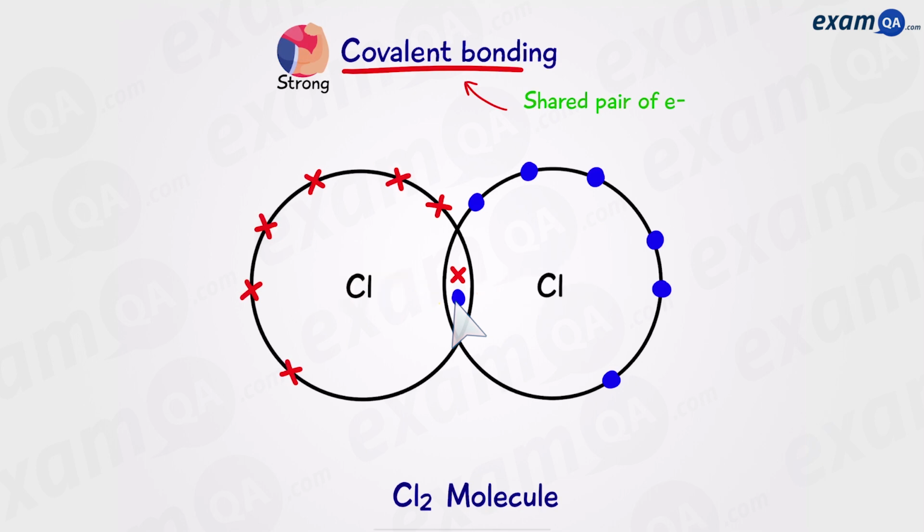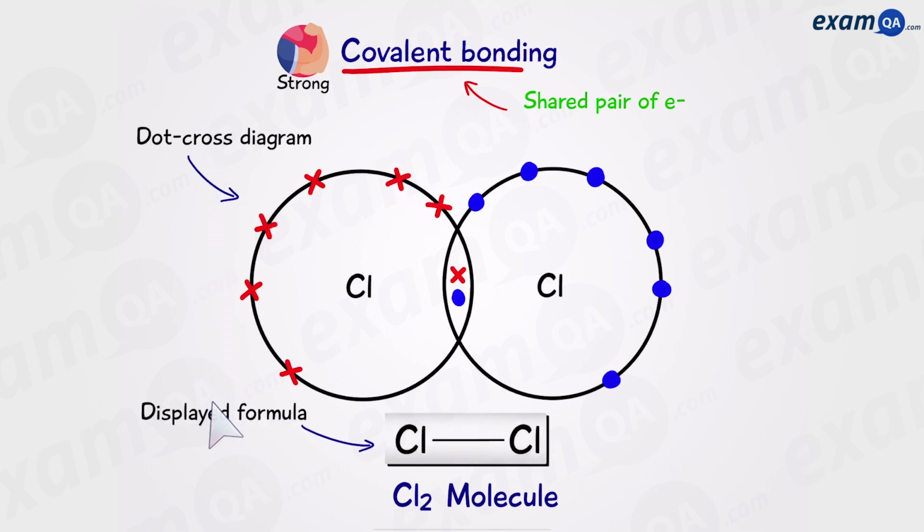Now, what we have here is a chlorine molecule, and this diagram is called a dot and cross diagram. However, we could also draw it as a displayed formula. So we have 2 chlorine atoms, and the line in the middle represents the covalent bond. One line for 2 electrons.